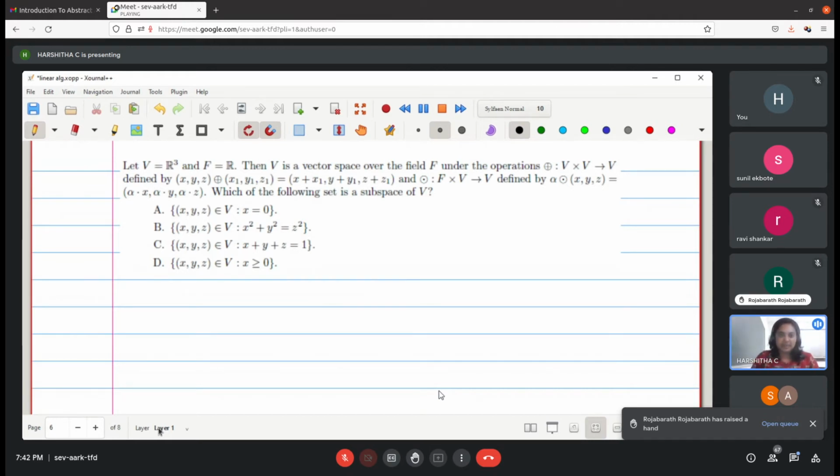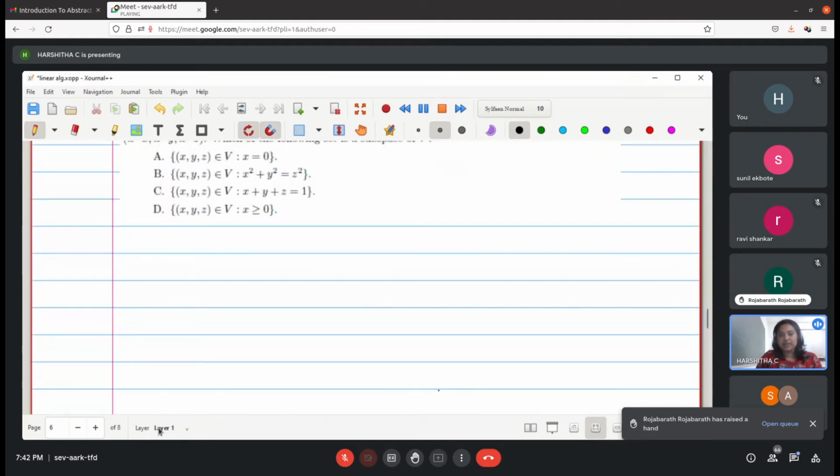So let V be R3 and F is R. So V is a vector space over the field F, under the operations, the same as what we were doing. You take a vector, component-wise addition, and the scalar multiplication is the scalar gets multiplied with each component. Which of the following is a subspace of V?